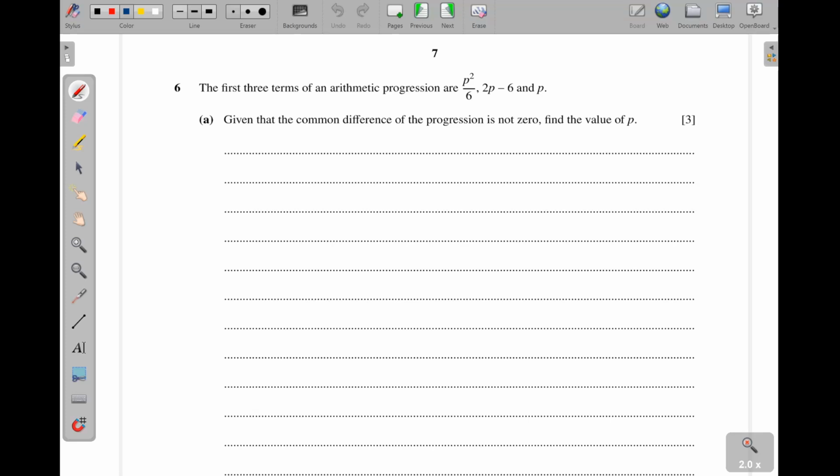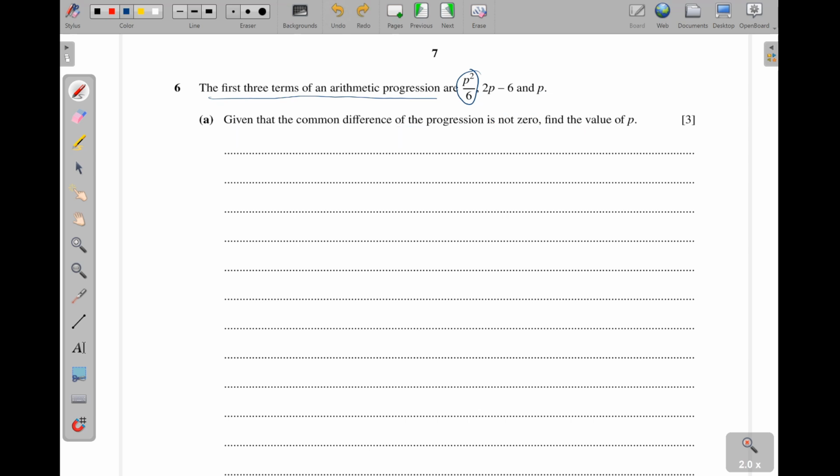Question 6 is coming from series, and I can see this one is arithmetic progressions. The first three terms of an arithmetic progression are p squared over 6, then 2p minus 6, and then p. Part A: given that the common difference of the progression is not 0, find the value of p.